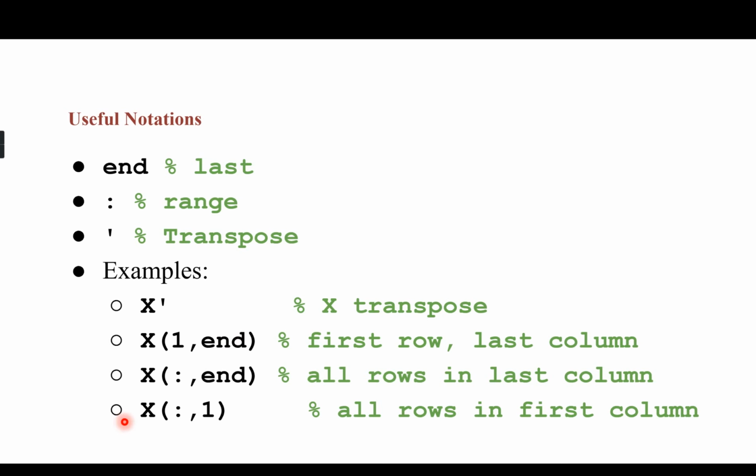For example, the colon can also be used to extract all the rows or all the columns in a matrix. So saying x bracket colon comma 1, since I didn't specify a row number, but I did specify a column number, this will give me column number 1 from x. Regardless of the row number, I will always output whatever is in column number 1. Let's look at an example on this.